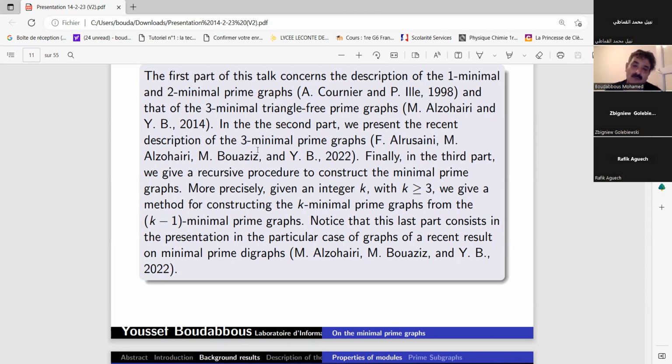And finally, we present the last paper with Youssef and Al-Zuhairi on the recursive procedure for the construction of minimal prime graphs.